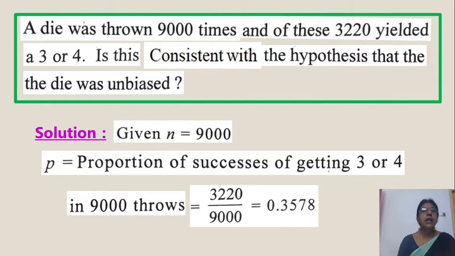The first one: a die was thrown 900 times and of these 3,220 yielded a 3 or 4. Is this consistent with the hypothesis that the die was unbiased? Okay, see here.